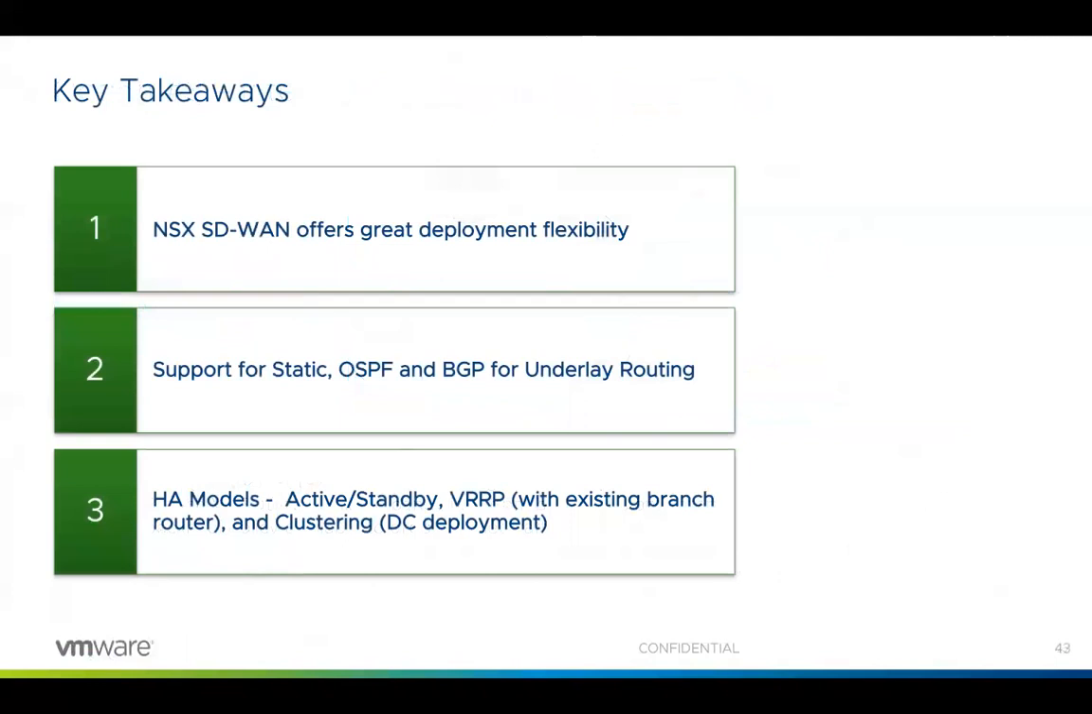So that summarizes this session. Just some key takeaways: VeloCloud SD-WAN or NSX SD-WAN offers a lot of different deployment options and gives you a lot of flexibility in terms of architecture. We support various routing protocols for underlay routing, and for insertion topology, we pretty much right now can support all of the different branch insertion topologies.